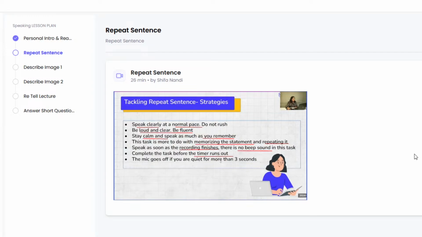And the mic goes off if you are silent for more than 3 seconds. That's important to remember. I'm reminding you time and again that the moment you are silent for more than 3 seconds, your mic will go off and you will not be recorded. So in that case, you will be given a 0 on that response. Well, that's about the strategies. Now let's see how to implement these strategies and be able to ace this question type.